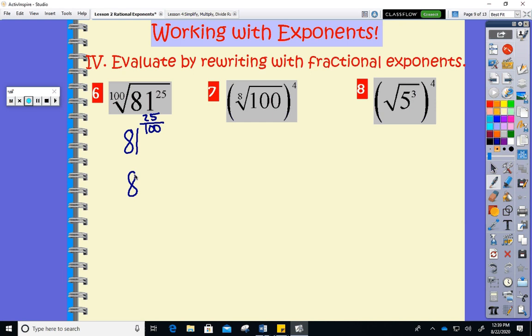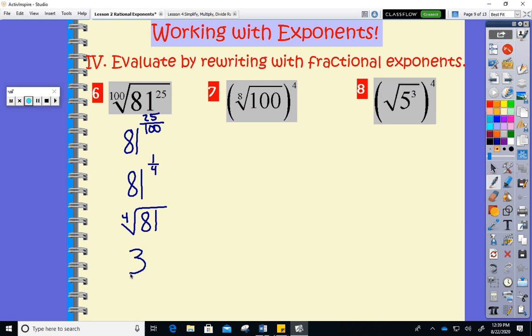Oh, good grief. 25 over 100 is 1/4. So now we're back to saying that's just the 4th root of 81. That's not a hard problem. The 4th root of 81 is 3. But I am going to be actively trying to see if you recognize when I'm giving you easy stuff. So I promise, if you know your rules, there's always something that makes the problem suddenly feel easy.